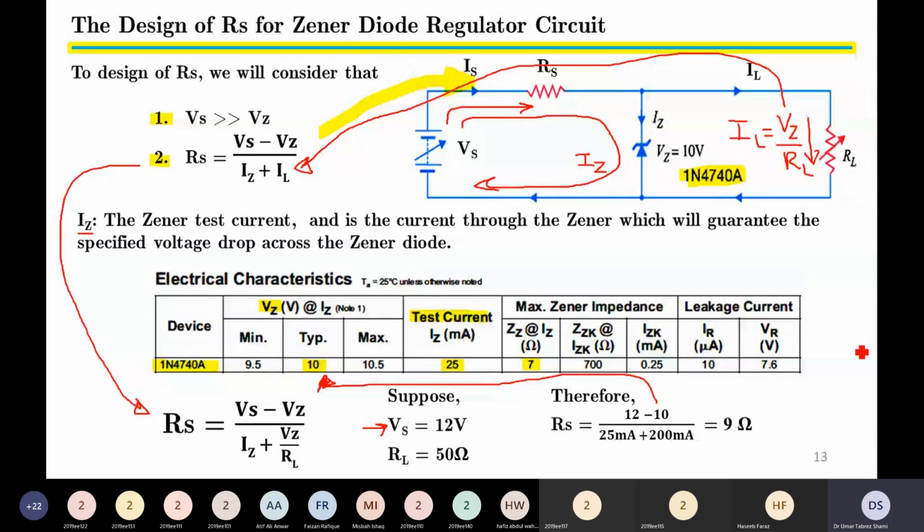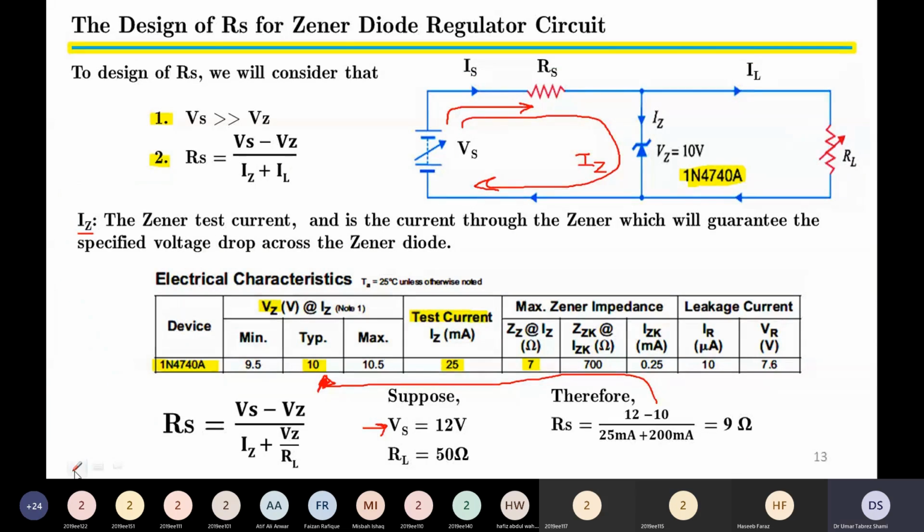Okay, so your question is why do we see IL in the formula of RS? The answer is quite simple. Let us look at the formula of RS over here. If we do not consider IL, then RS would be equal to Vs minus Vz over Iz.